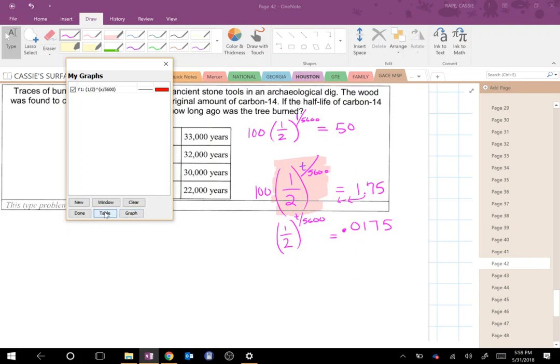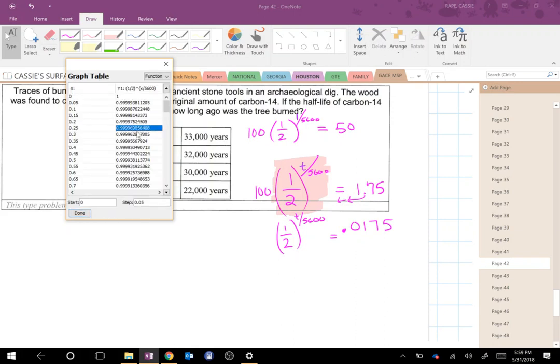Now I'm going to go to the table, and I'm going to start it at different x values. Can you tell that if it would take 5,600 years to get to 50, I'm way less than that? So I'm going to let it move in 100-year increments, and let's do 1,000 first. And then I'm going to start it at, it's got to be bigger than 5,600. I'm going to start at 10,000 and see what's happening here.